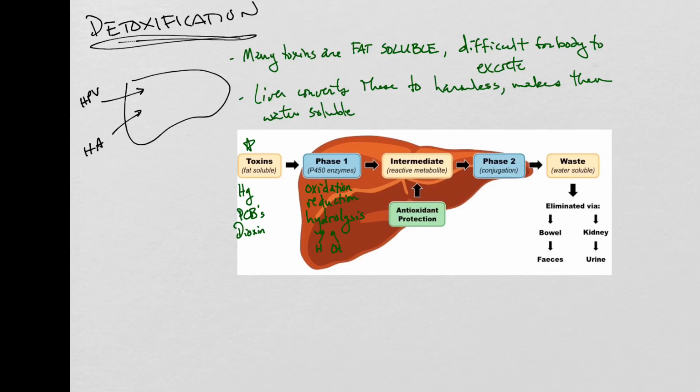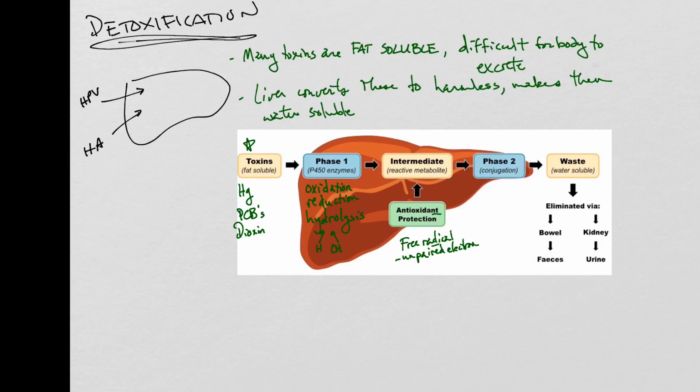Okay. Now, a lot of times, these reactions can produce what's called a free radical. A free radical is an unpaired electron. Remember that electrons like to be in pairs. And these unpaired electrons are really dangerous. They're really reactive, which is why they're called radicals. And so your liver produces antioxidants, which attach to these unpaired electrons to make them not so reactive. They get neutralized.